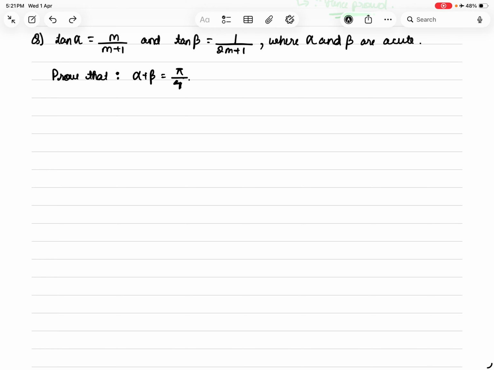Tan alpha is equal to m by m plus 1 and tan beta is equal to 1 by 2m plus 1, where alpha and beta are acute angles. Prove that alpha plus beta is pi by 4.